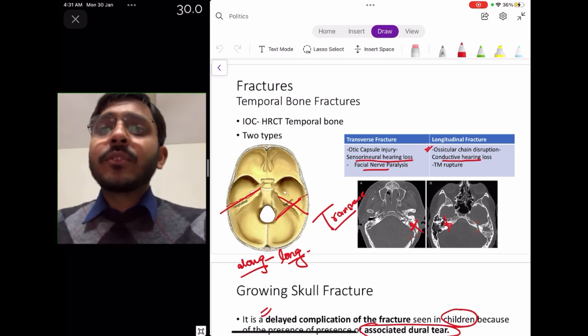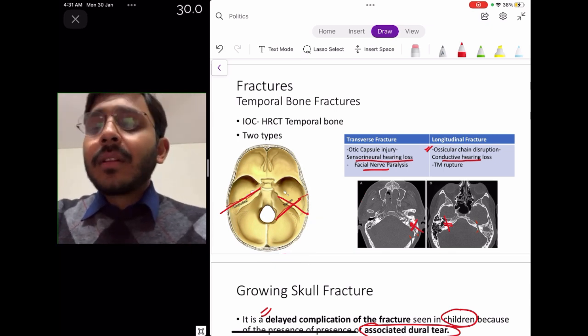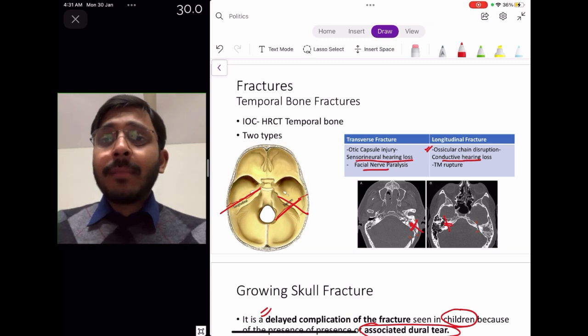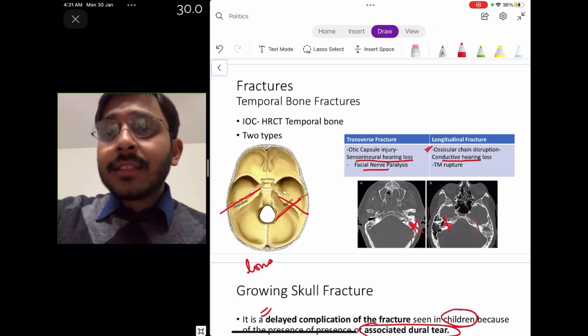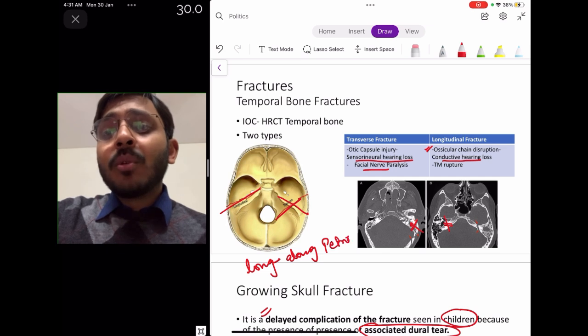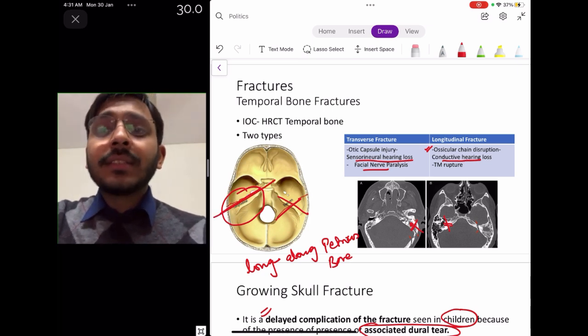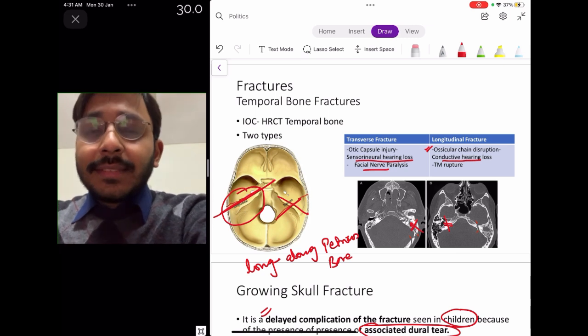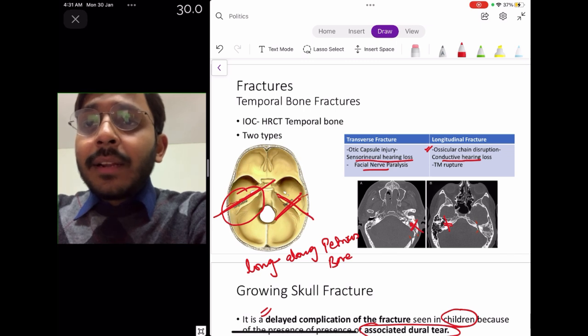Now, there are two types of temporal bone fractures, namely longitudinal and transverse fracture. Now, this is sometimes very confusing to remember which one is which. So, just remember by saying that longitudinal fractures are along the petrous temporal bone, along the petrous bone, right? So this we know is the petrous part of the temporal bone, and longitudinal fractures are along this petrous bone. However, in contrast, transverse fractures form a T with the petrous bone, hence they are called transverse fractures.